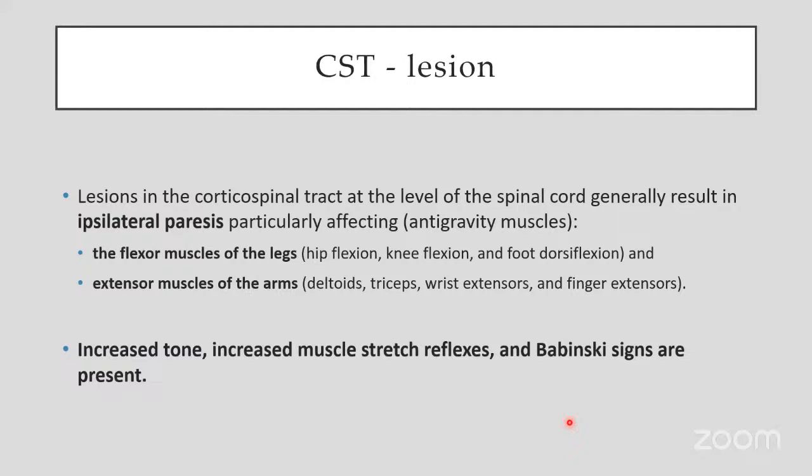Lesions of the corticospinal tract at the level of the spinal cord result in ipsilateral paresis, particularly affecting the anti-gravity muscles. That is the flexor muscles of the legs, hip flexion, knee flexion, foot dorsiflexion, and extensor muscles of the arm. That is the deltoids, triceps, wrist extensors, and finger extensors. This results in the particular pattern of spasticity due to pyramidal tract lesions. There is increased tone, increased muscle stretch reflexes, and Babinski signs are present.